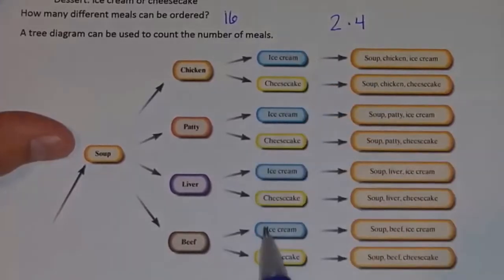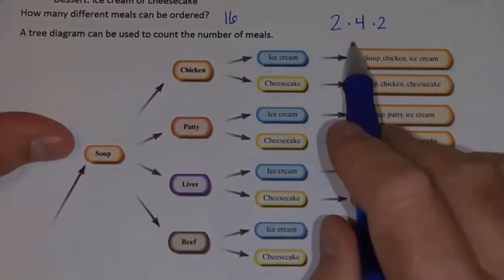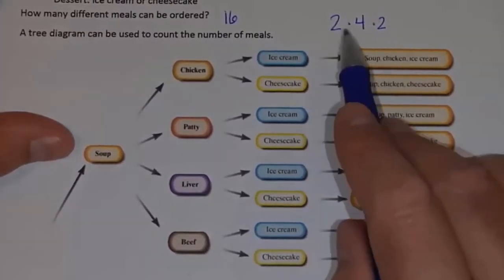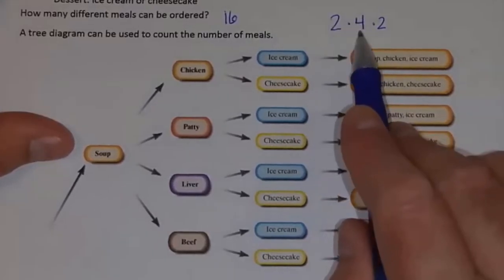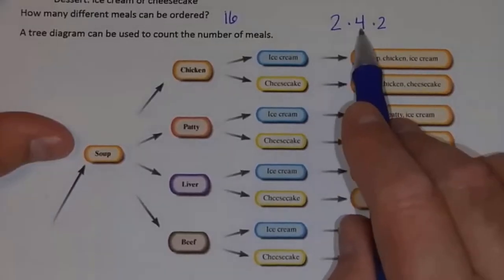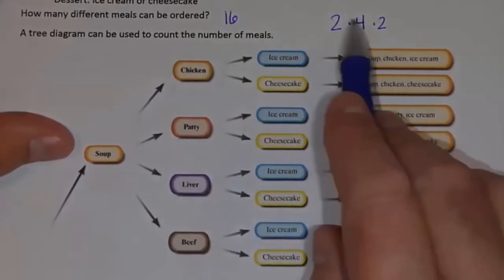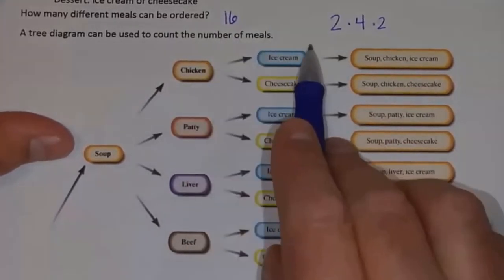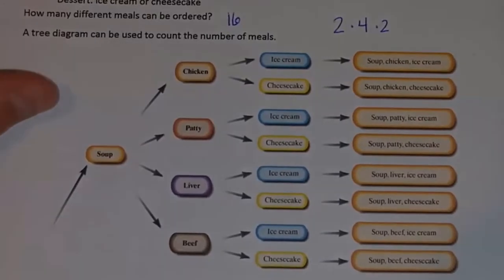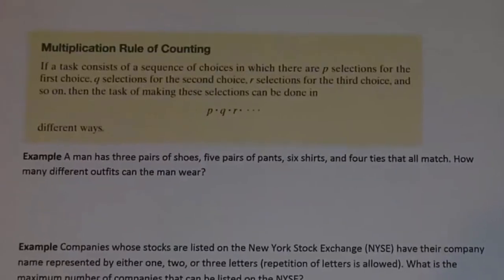And then for choosing the dessert, there's 2 more options for that. So there would be 2 times 4 times 2 different ways of choosing 1 appetizer, 1 entree, and 1 dessert. 2 times 4 times 2 is 16. So I was able to figure out that there would be 16 meals just by multiplying instead of having to literally list them all. And so we call this the multiplication rule for counting.